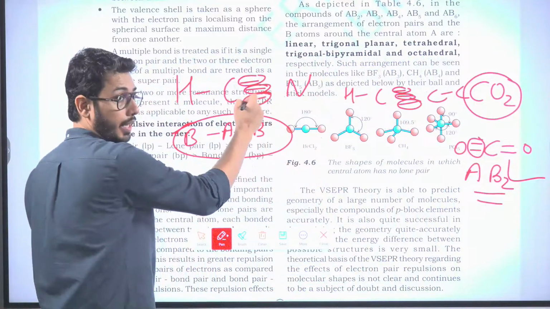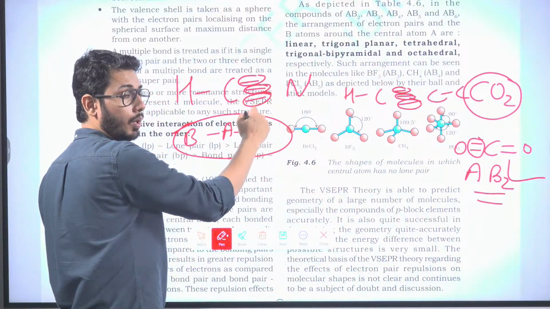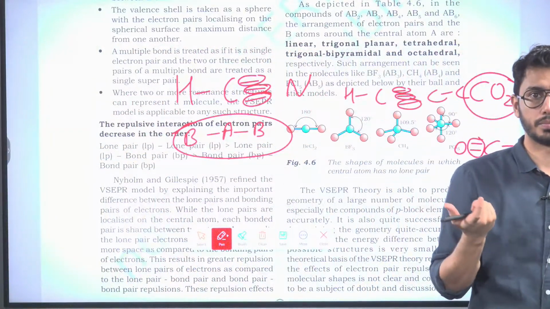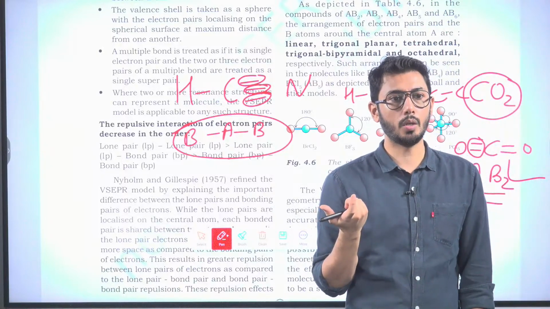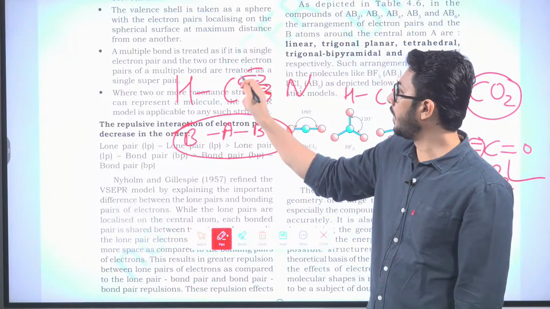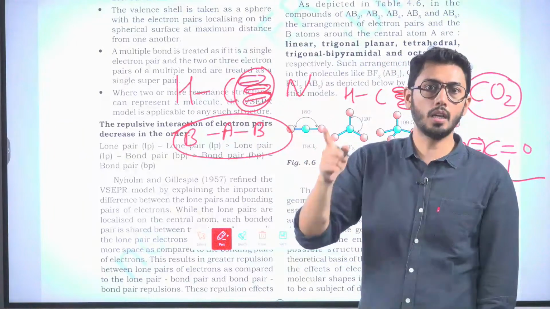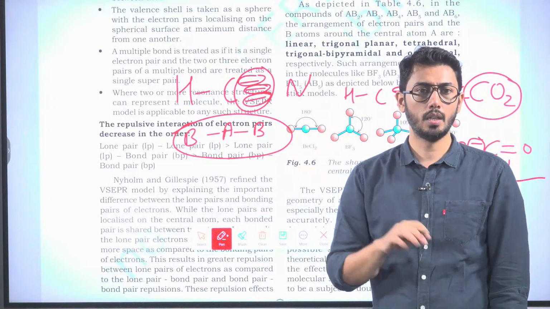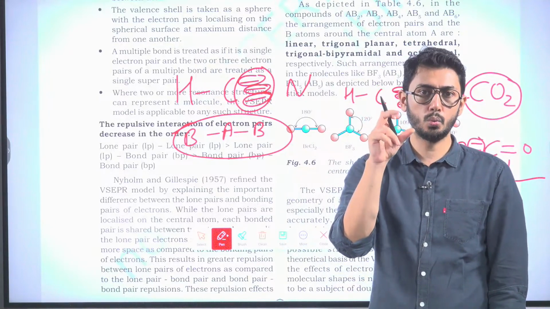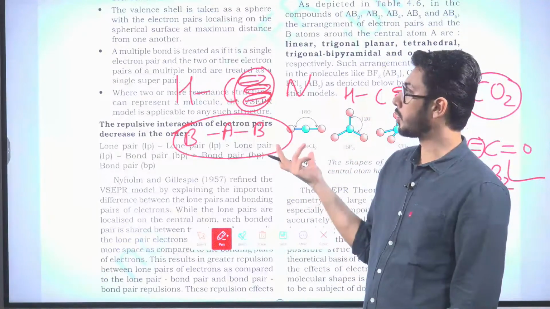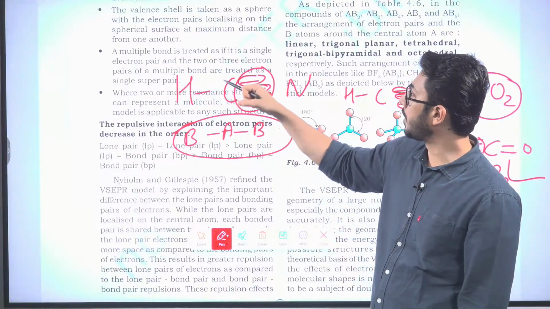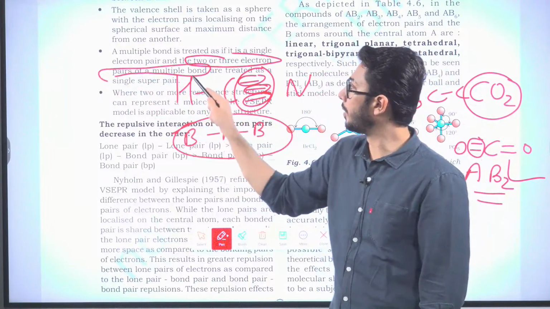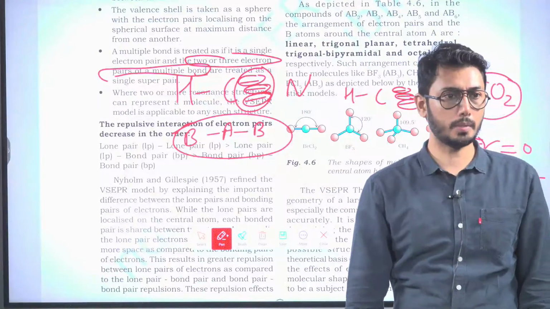Example I have given, HCN. Here in this multiple bond there are 2 or 3 electron pairs or not? 2 or 3 electron pairs. So these we are treating completely as a single super pair. These 3 we are treating as a complete single super pair, which is the postulate of the VSEPR model. Multiple bond. Did you understand?